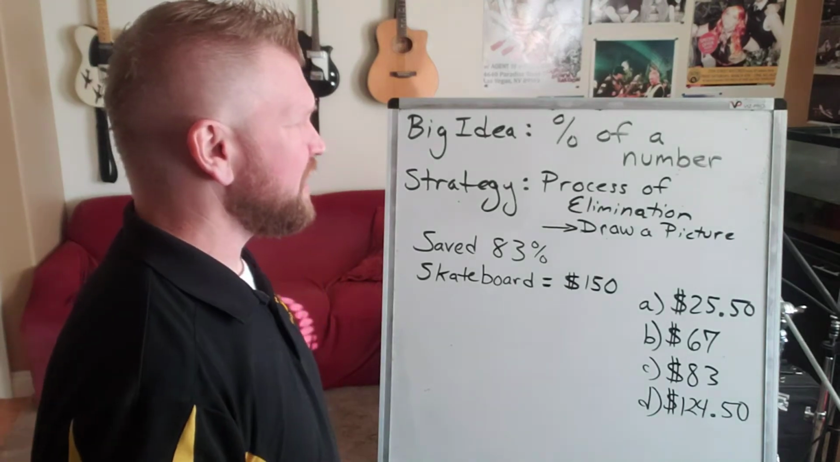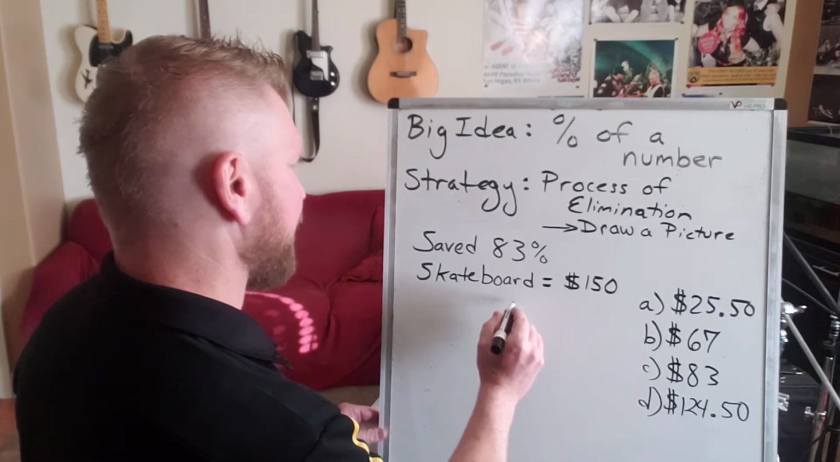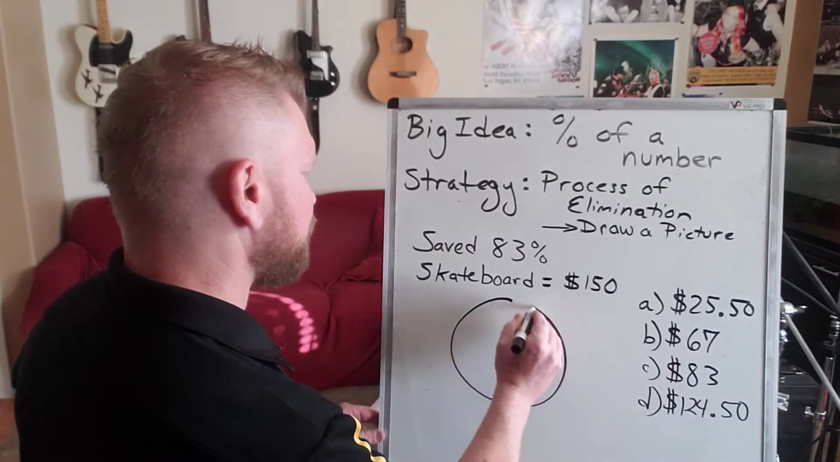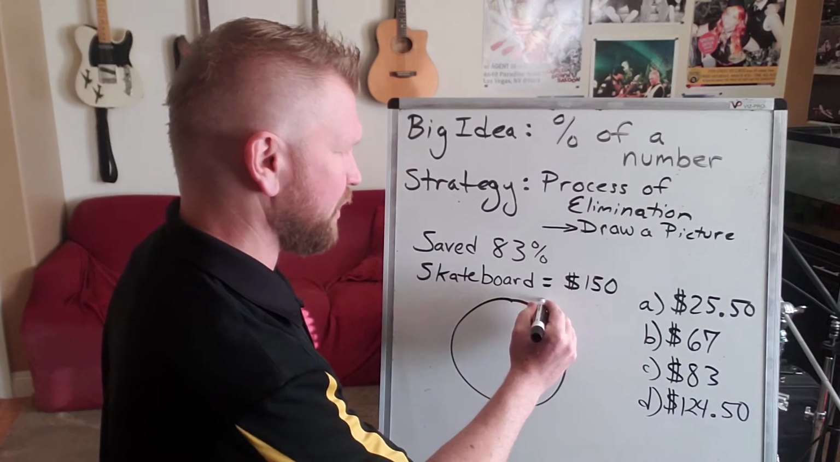Okay, so to help us understand which ones to eliminate, the picture that I'm going to draw is a circle, kind of like making a pie chart. In the circle, this represents the skateboard cost, the full price of the skateboard. So this circle represents $150.